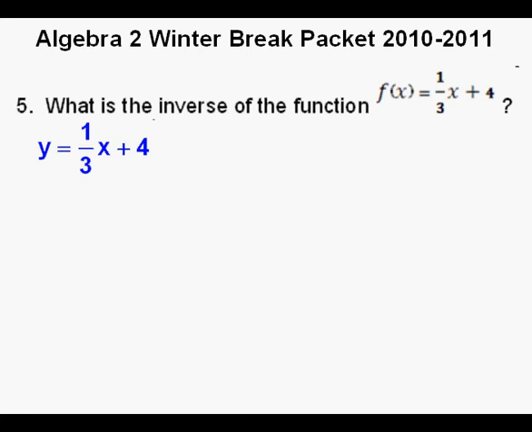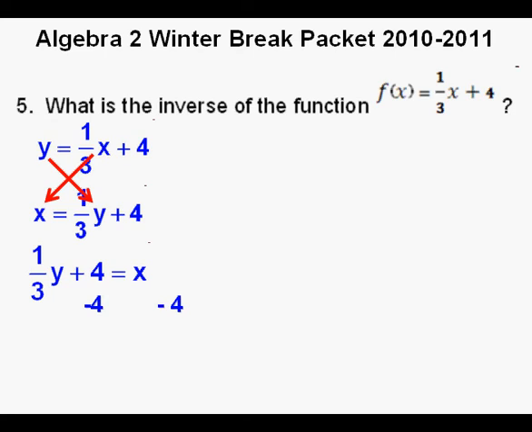The first thing we'll do is change the function into y and x form, and that's y equals 1/3 x plus 4. Then we'll rewrite the equation and swap the locations of x and y, so we have x equals 1/3 y plus 4. Using the symmetric property of equality, we turn the equation around so we have the y we want to solve for on the left side. Then we subtract 4 from both sides of the equation. 4 minus 4 cancel. We have 1/3 y equals x minus 4.